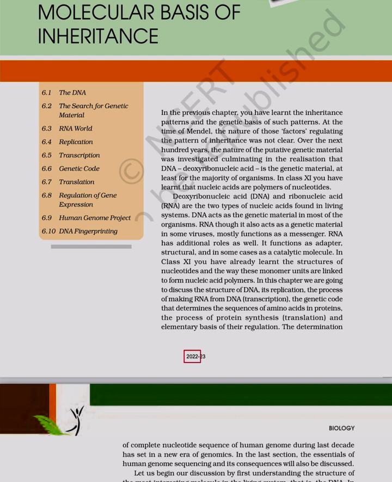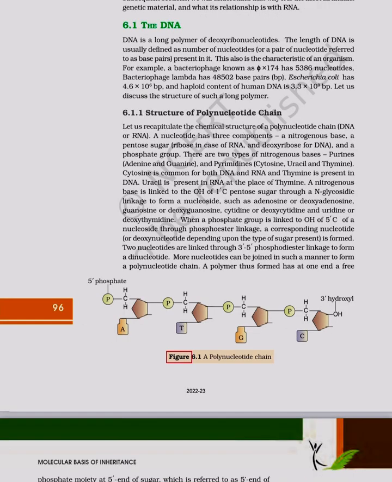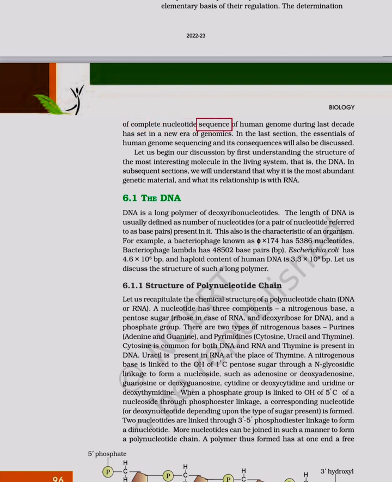The determination of the complete nucleotide sequence of the human genome during the last decade has set in a new era of genomics. In the last section, the essentials of human genome sequencing and its consequences will also be discussed. Let us begin our discussion by first understanding the structure of the most interesting molecule in the living system, that is, the DNA. In subsequent sections, we will understand why it is the most abundant genetic material, and what its relationship is with RNA.